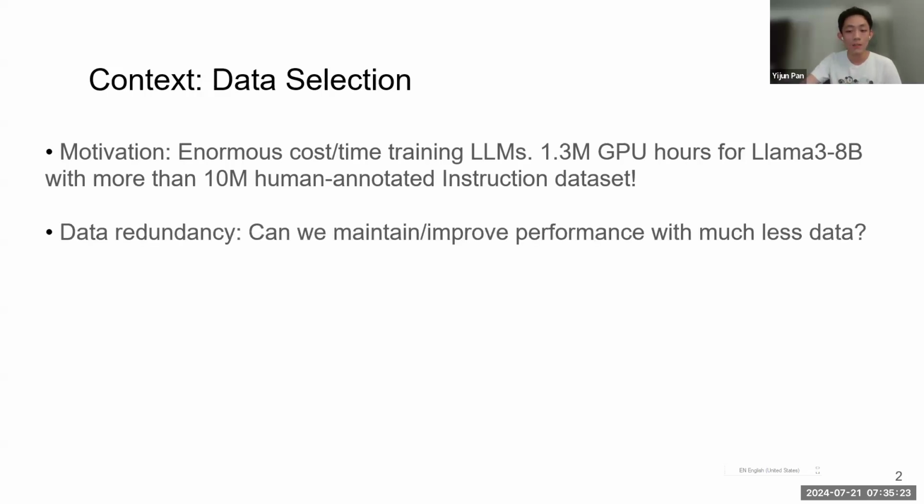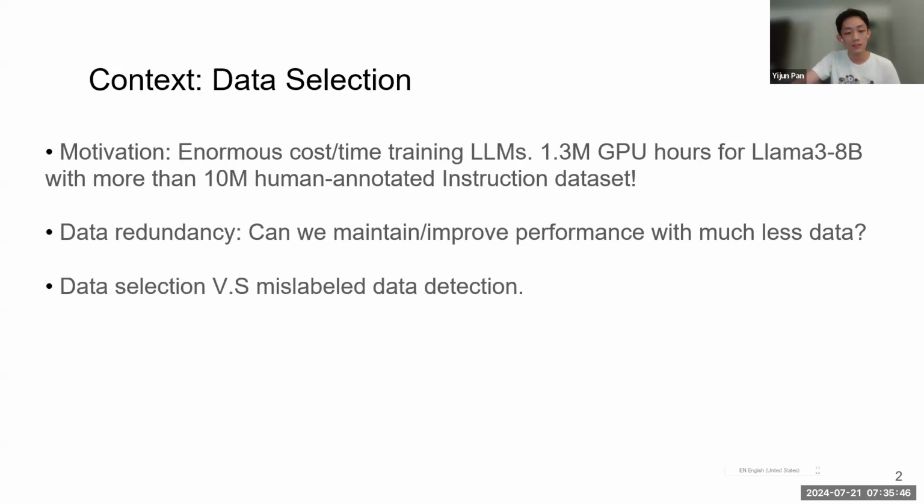Moreover, it is commonly believed that datasets, especially those used to fine-tune large language models, usually contain redundant data points and biased data points. So one question would be, can we maintain or improve performance with much less data points?